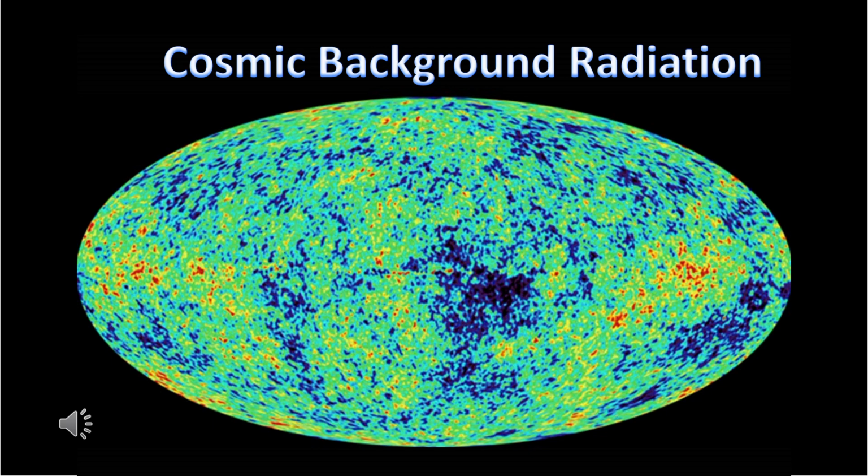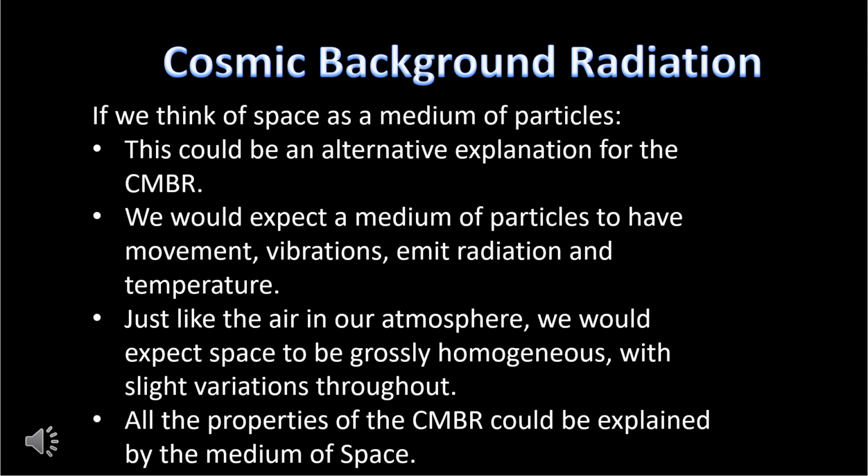If we were thinking of space as a medium, we would expect it to transmit waves like electromagnetic waves and gravitational waves. If we think of space as a medium of particles, this could be an alternative explanation for cosmic microwave background radiation. We would expect a medium of particles to have movement, vibrations, emit radiation, and temperature. Just like the air in our atmosphere, we would expect space to be grossly homogeneous throughout, with slight variations. All the properties that we observe in the cosmic microwave background radiation could be explained by the fact that space could be a medium.